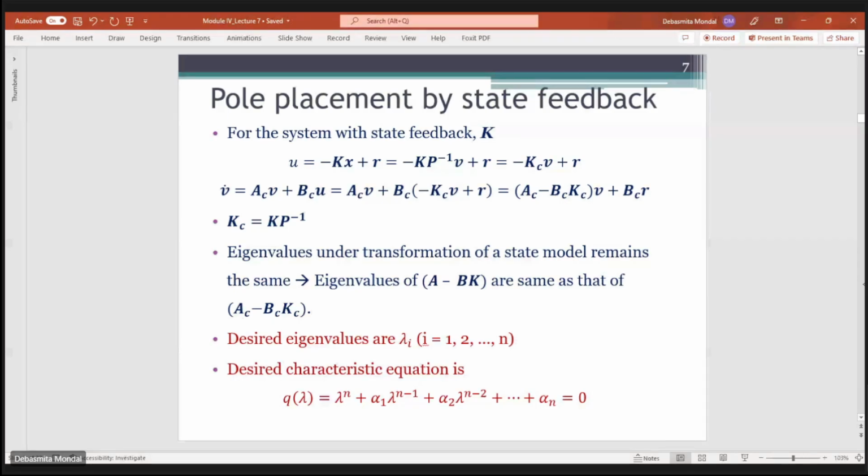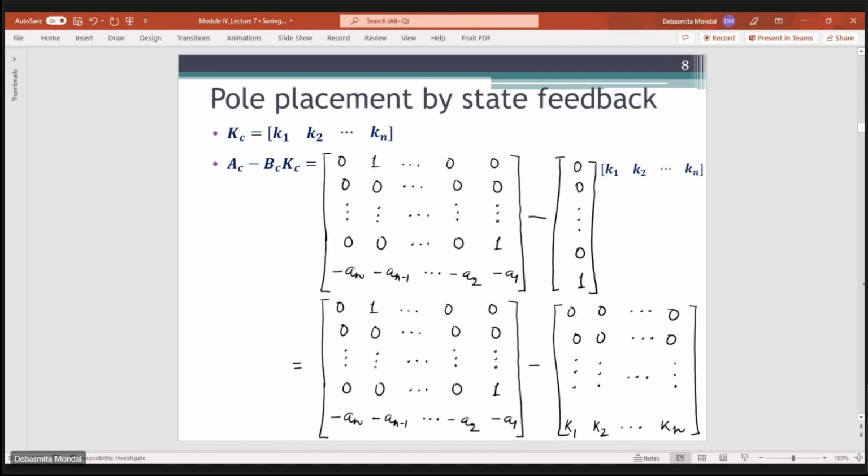Now let's say that using this kind of feedback, we want to have a desired set of eigenvalues, that is, the desired closed loop poles. If you know these desired lambda i, the corresponding characteristic equation will look something like this, where alpha 1, alpha 2, up to alpha n are different constants.